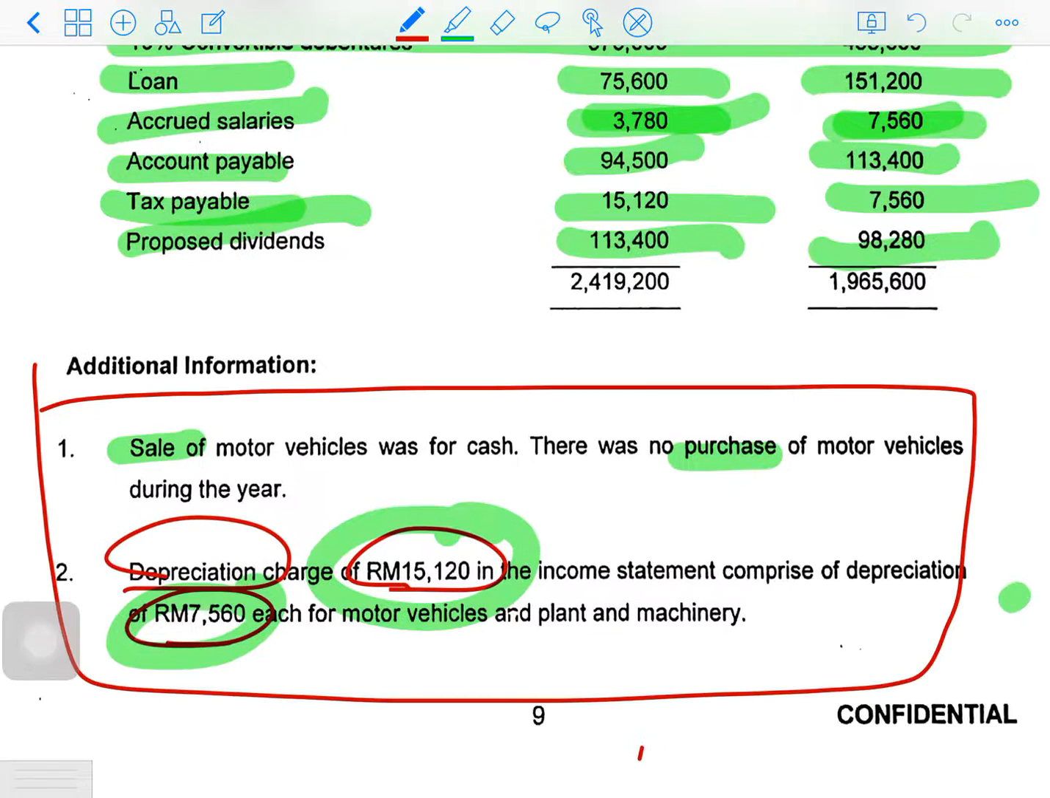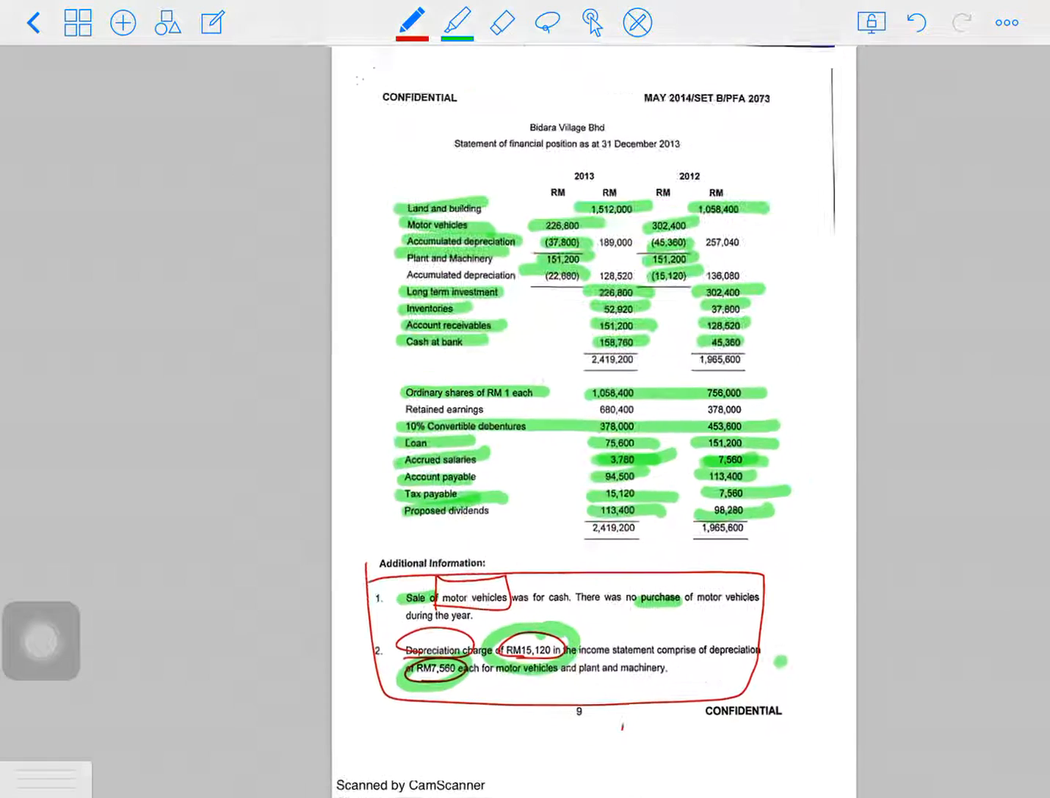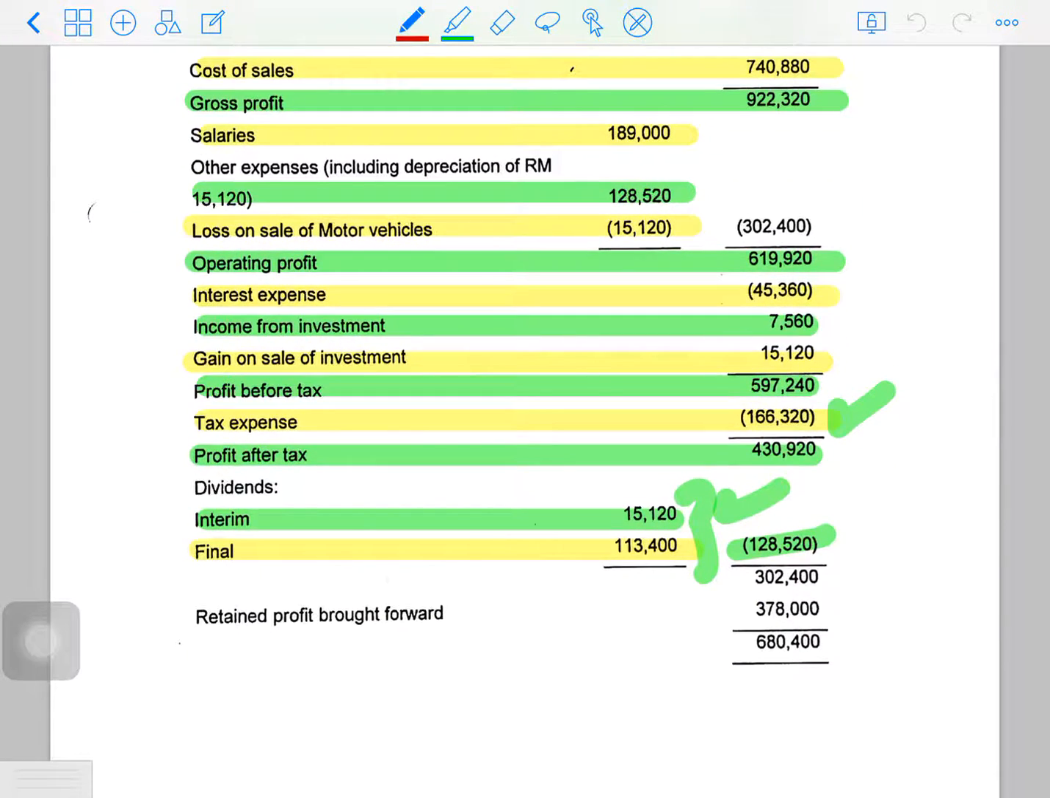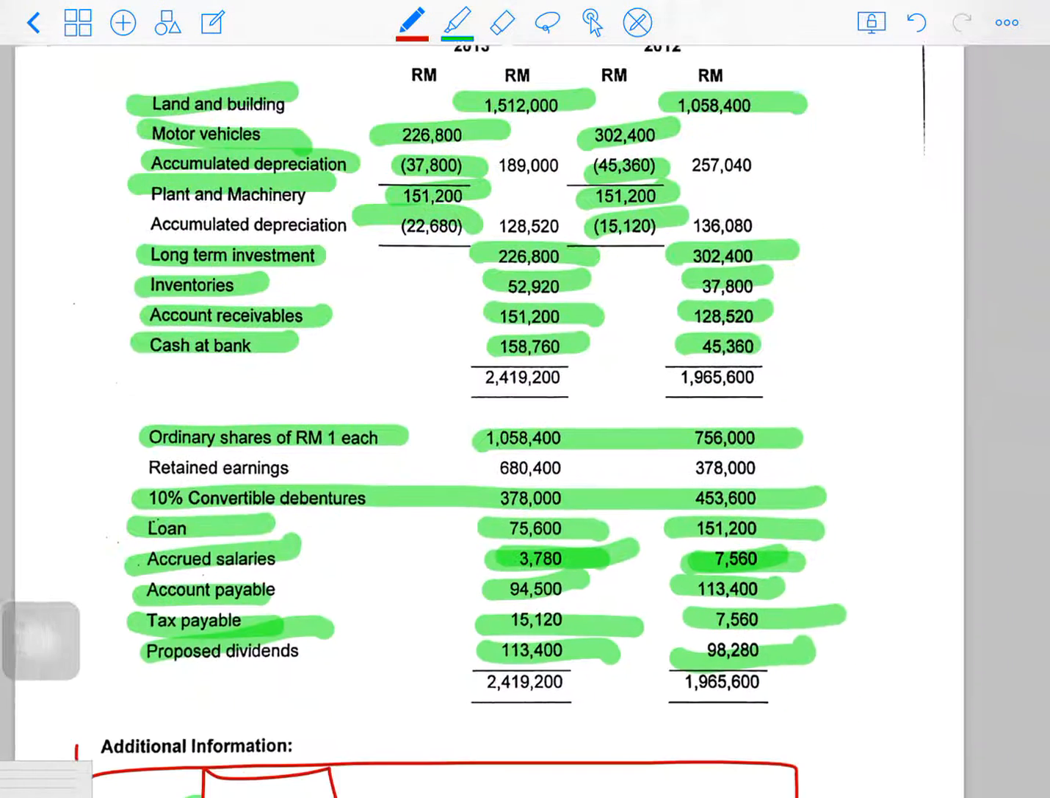Buat yang apa yang ada dalam additional information. Kalau additional information kata ada pasal motor vehicle, yang buka motor vehicle account. Okay, buka motor vehicle account. Yang ni mungkin bersangkut paut dengan accumulated depreciation dia, disposal dia. Account tu mungkin ada 3 account you kena buka. Okay, lepas tu barulah you buat, lepas buat additional information ni, barulah bolehlah you start dengan financial statement yang comprehensive income dulu. Okay, start item sales contohnya, cost of sale. Okay, start dengan tu sampai habis, barulah continue dengan balance sheet pula sampai habis.